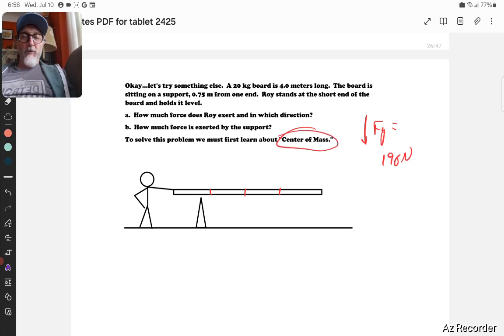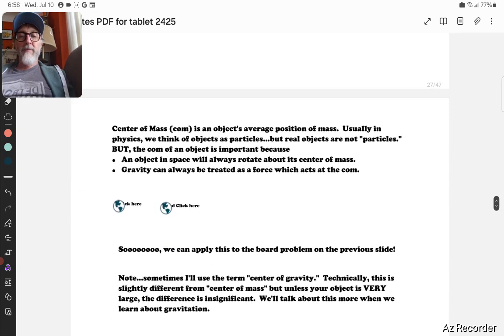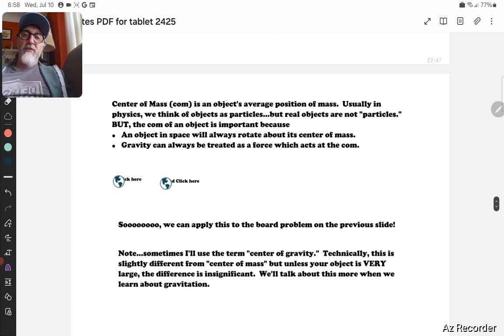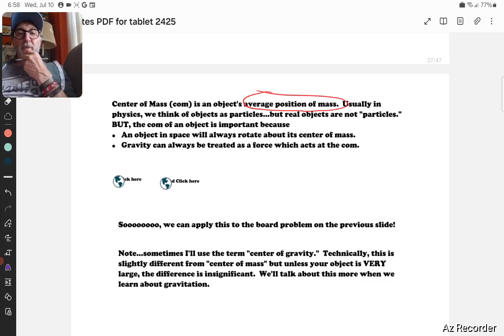So where do we put our force of gravity on the object? Well, the idea is center of mass is an object's average position of mass. If you average up the position of all those particles that make up that board, that average position gives you the center of mass. It's basically a weighted average, like you may have learned to do in your math class.